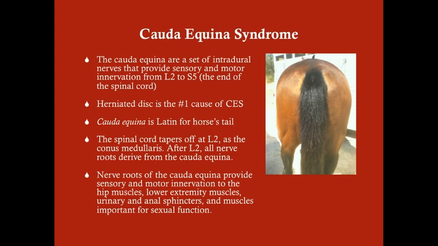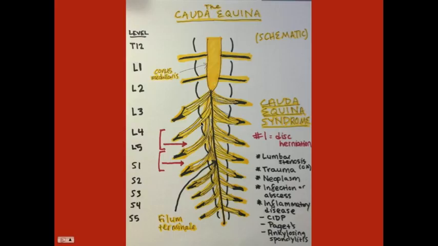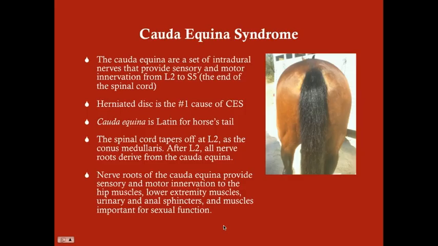And after L2, all of your nerve roots derive from the Cauda equina, which is my little illustration that I made here. This is what it kind of looks like. So you have the conus medullaris here, and then your Cauda equina, which then connects as the filum terminale. The nerve roots of the Cauda equina provide sensory and motor innervation to the hip muscles, lower extremity muscles, as well as urinary and anal sphincters, as well as muscles important for sexual function.